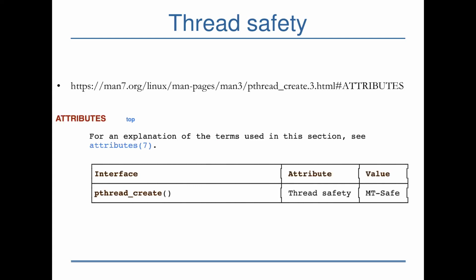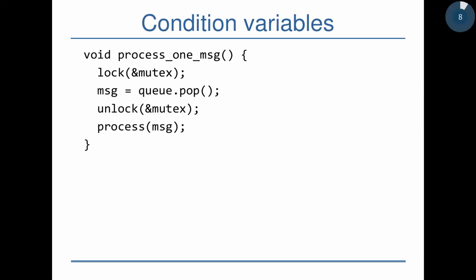So in the manuals, you can see that, for example, for some functions like pthread_create, it says thread safety, and then it says, okay, MT-safe. That means it's multi-thread safe. So make sure you check this before you use a function. For example, if you look at, let's say, ctime, that will say that it's thread unsafe in the manual.